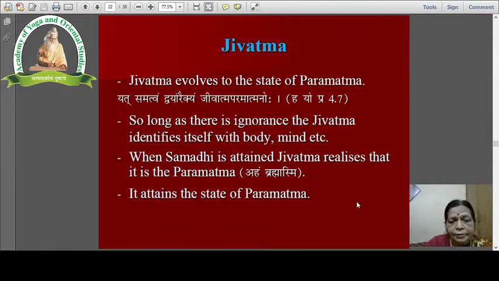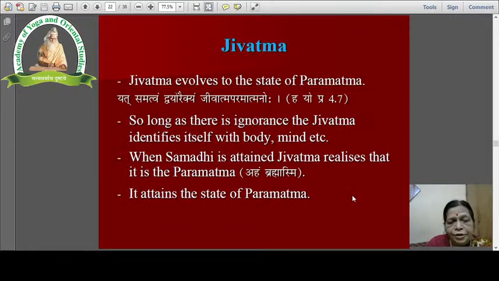Now, Jivatma. Jivatma is the tiny entity. It is bound by ignorance or ajnana. Then it becomes Jivatma or Jiva. Because it is covered by ajnana or ignorance, therefore it is Jivatma.